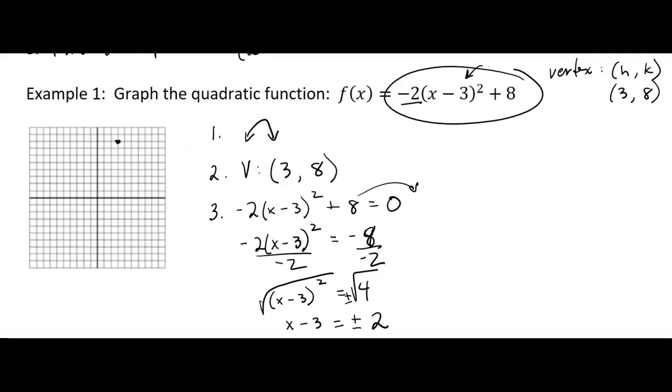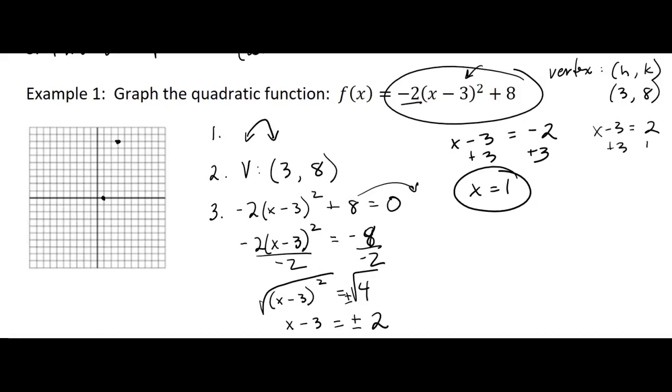Okay, so you have x minus 3 equals plus or minus 2. x minus 3 equals -2. Okay, add 3 to both sides. So x equals 1. That is an x-intercept. So it's right there where x equals 1, right there on the x-axis. You can plug it in and make sure. And then you have x minus 3 equals positive 2. Add 3 to both sides.